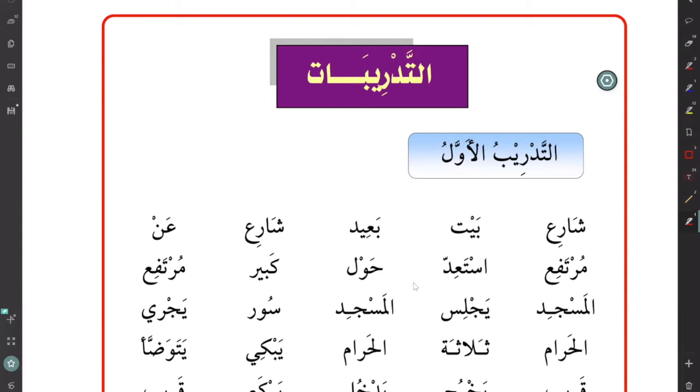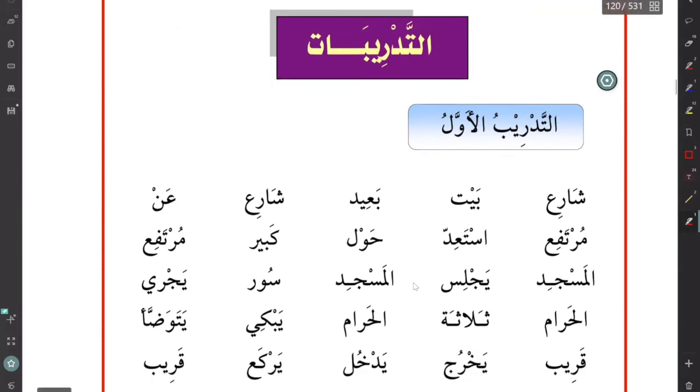So we're starting with at-tadribat, the exercises. Okay. So the first exercise is at-tadribul awwal.